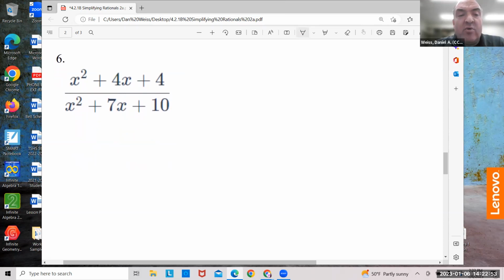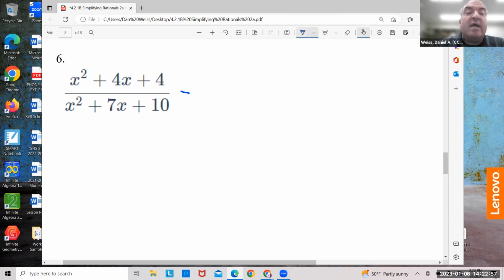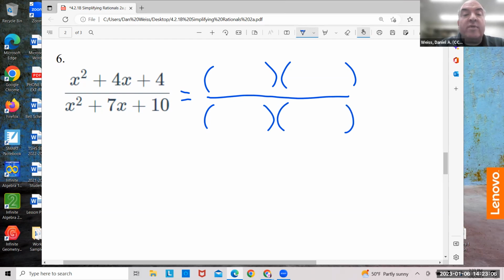Wait a minute. What is going on here? It's easy. Watch. Now what we're going to do is factor both. We're on top first. What times what makes x squared? X times x. What times what makes 4 that added together makes 4? How about 2 times 2? Because 2 times 2 is 4, and 2 plus 2 is 4.